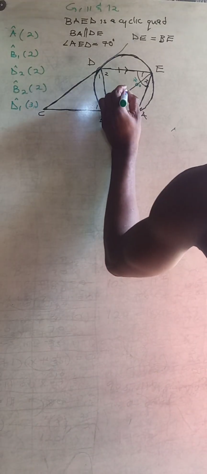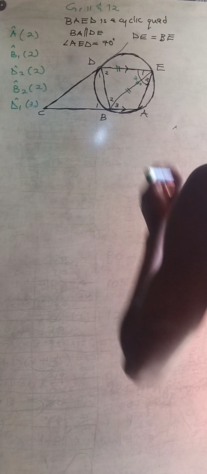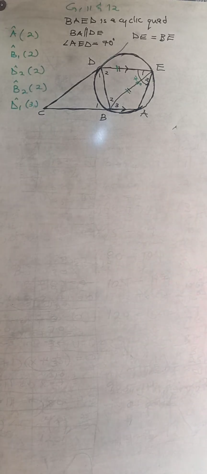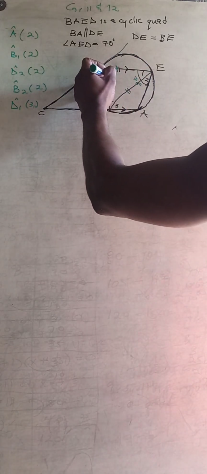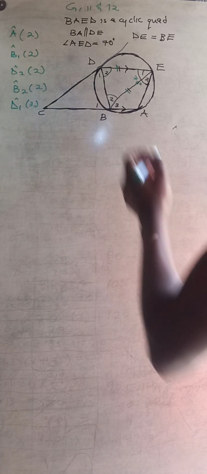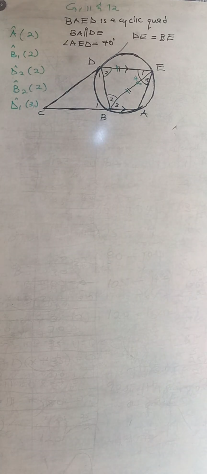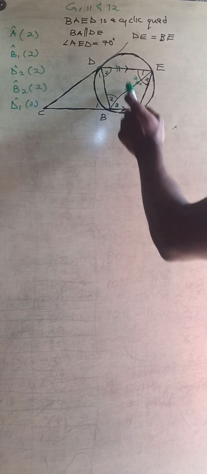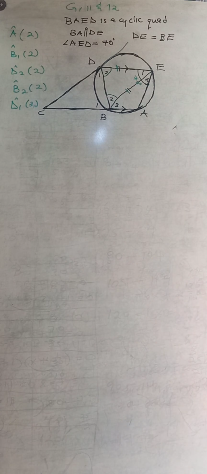Let's make them in green. Two lines in green, so these two lines are equal. If these two lines are equal, we know that the base angles will also be equal. So angle B2 will be equal to angle D2 because these two sides are equal. So the base angles will be equal.